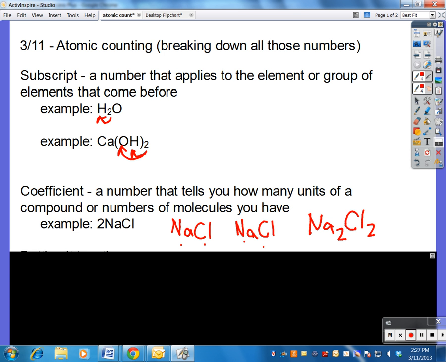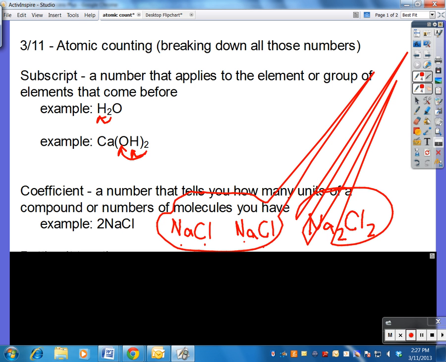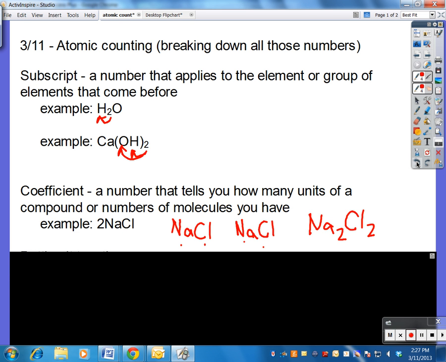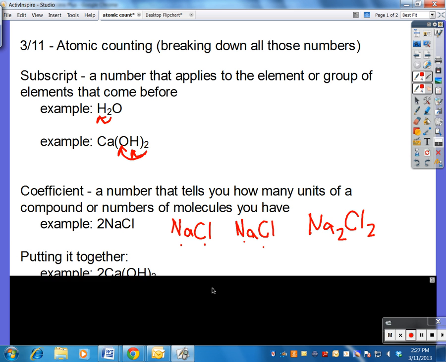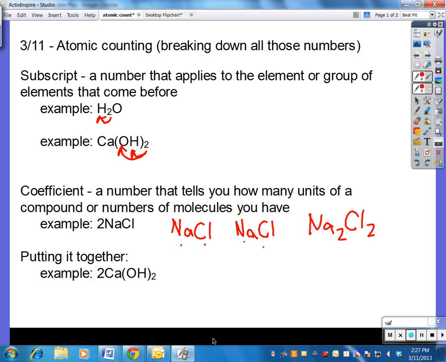So as far as counting the atoms, this example here and this example here, I don't know what's going on with my touchscreen, are the same, but as far as what it actually means, those two are very different. So keep in mind, I'm going to want you to know what it actually means. So if we put all this together, we have an example of 2Ca(OH)2. So go ahead and pause the video and break this down into what it actually means. So you should have gotten that altogether you have 2 calciums, 4 oxygens, and 4 hydrogens.